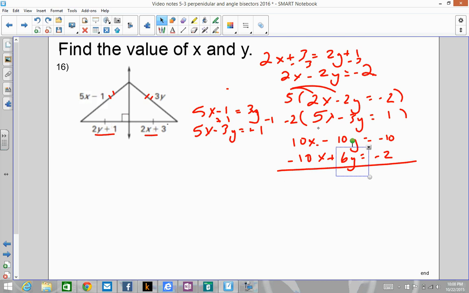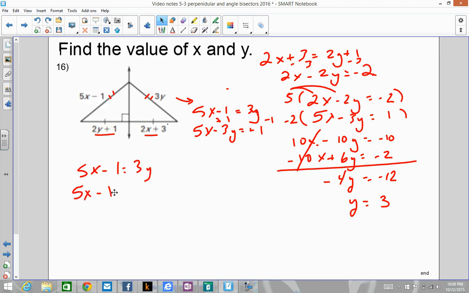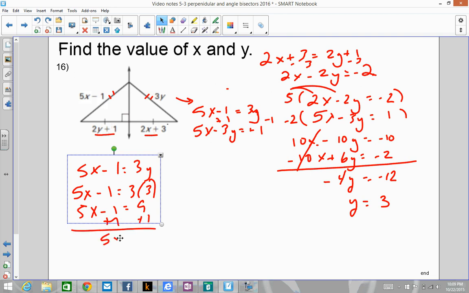Whole point of elimination is to eliminate one of the variables. The 10s cancel. The one's positive, one's negative. So I get negative 4y equals negative 12. And so y is equal to 3. Now I want to get an x value. So I'm going to go back to one of my original equations. I'm going to use this one right here. So 5x minus 1 equals 3y. So 5x minus 1 equals 3 times 3. So 5x minus 1 equals 9, plus 1 plus 1. 5x equals 10. X is equal to 2.